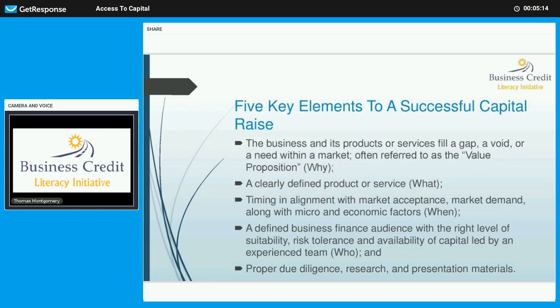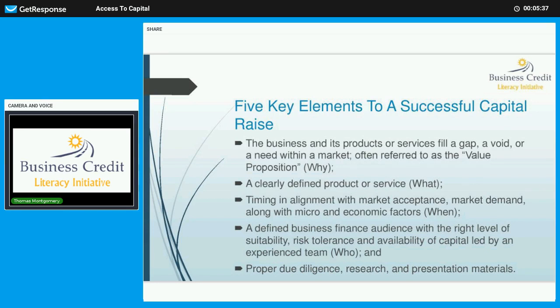Now, you might ask, what are some key elements, at a high level, conceptual level, to be able to access capital? It's as follows. Number one, your business and its products or services need to fill a gap, a void, or a need within the market, called the value proposition, the why. So lenders will look at what you're offering and determine if there's a need.